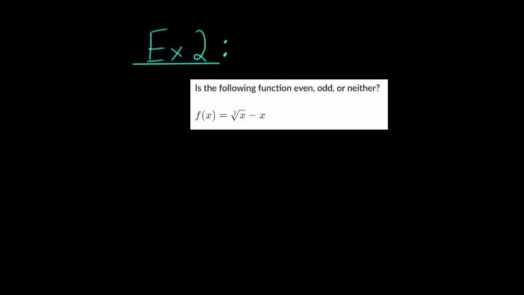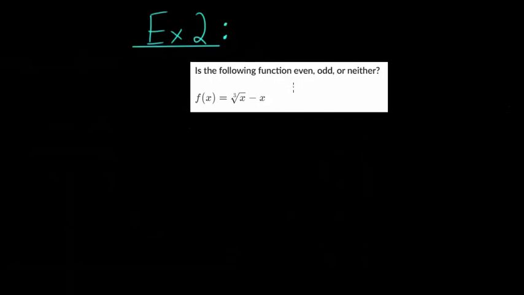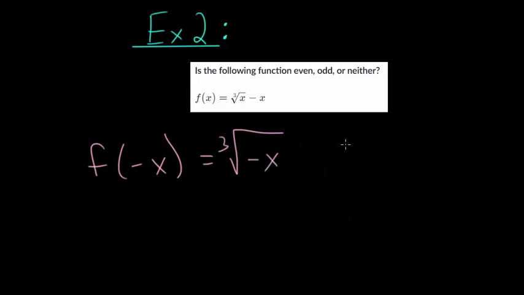And moving on to the second example, we're going to do the exact same thing. We're going to plug in minus x anywhere we see an x in this function. So we have the cubed root of minus x, and then minus negative x. We're replacing negative x with this x here. And now we just want to simplify. And you can actually take a cubed root of a negative number. Now, if this was a square root of a negative number, that would be imaginary, and we wouldn't be able to graph that. But you can take a cubed root of a negative number.